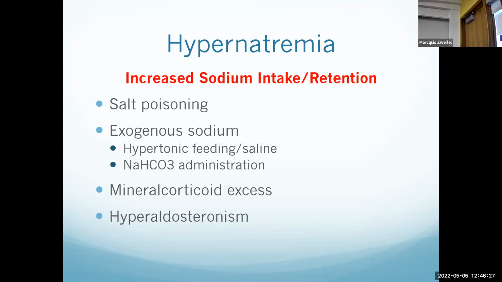Hypernatremia from increased sodium intake or retention, so salt poisoning, rare but can happen. Exogenous sodium, so either you're giving them hypertonic feeding or saline, or sodium bicarb administration. Give me an example of a scenario of a patient you will see in the ICU, in which you will see hypernatremia because of sodium bicarb administration. Why would you give an end-stage kidney disease patient sodium bicarb?